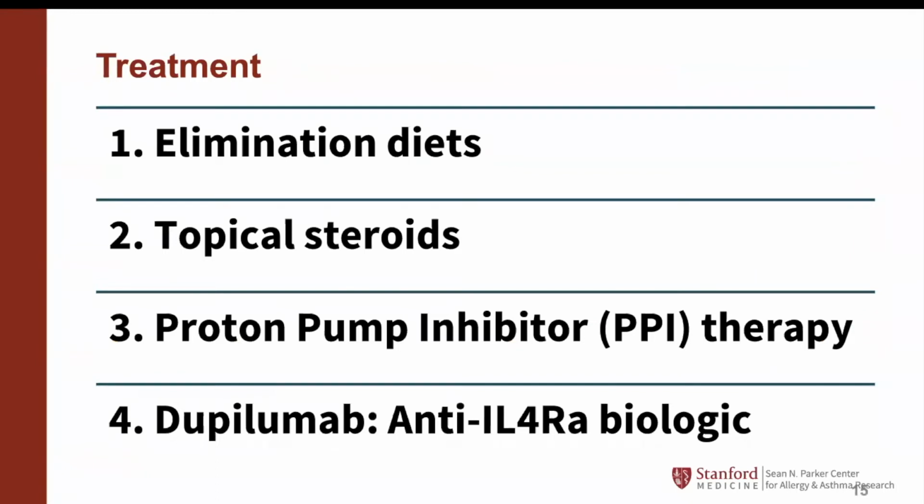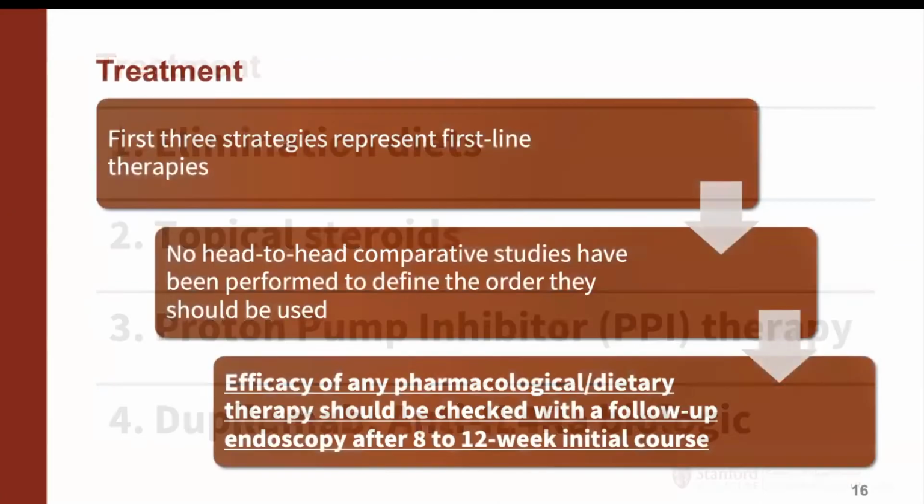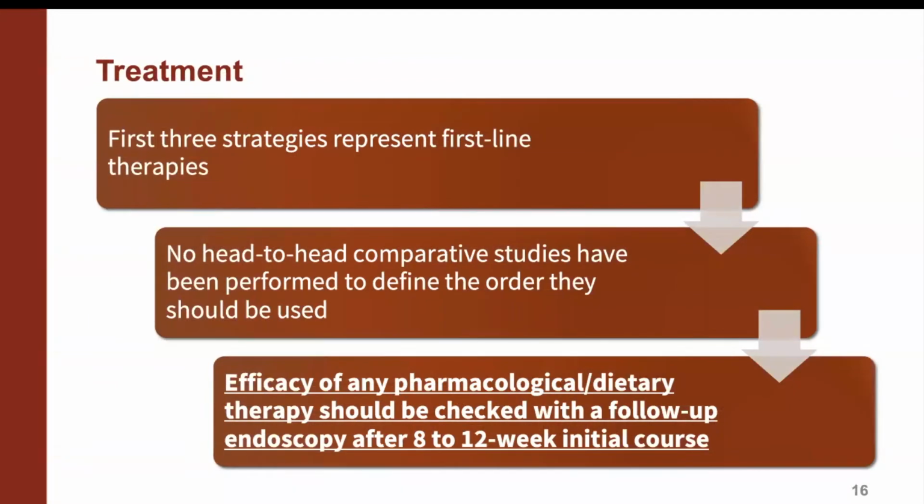Now, I'd like to move on to some treatment options for eosinophilic esophagitis. And I'll go through four of them. So, elimination diets, topical steroids, proton pump inhibitors or PPIs, and our biologic called dupilumab, which is an anti-IL-4 receptor alpha biologic. And that medication has recently been approved. And so we'll go over all of those briefly.